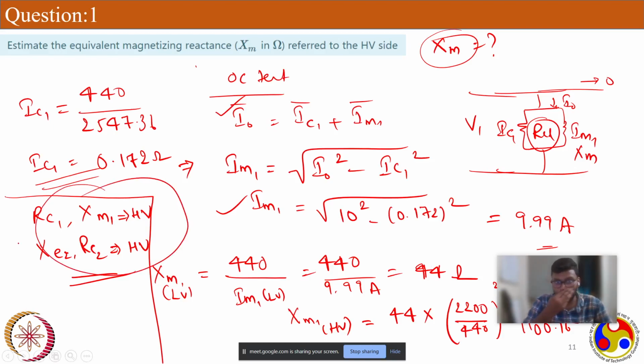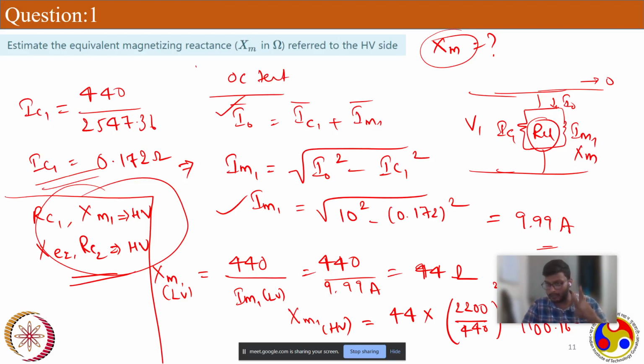So you just have to keep in mind how much voltage we are applying in a short circuit test, how much voltage I am applying in an open circuit test, and how much current is flowing through both the windings. You don't want to damage your transformer, right? So make sure you are having all the voltage and currents within the limits.